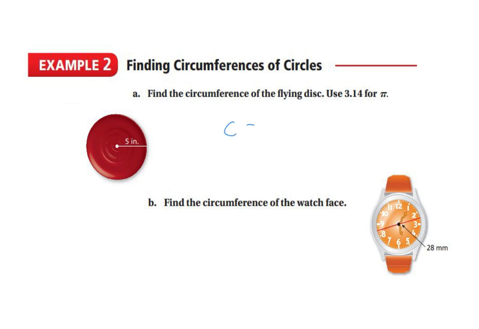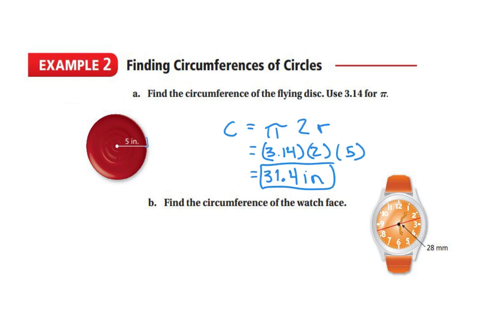So circumference equals pi times 2 times the radius. Pi is 3.14 times 2 times a radius of 5. So 3.14 times 2 times 5 is 31.4. And our label was inches. 31.4, again, is the distance, the circumference, all the way around the outside of that circle.